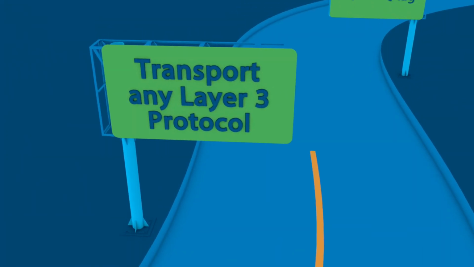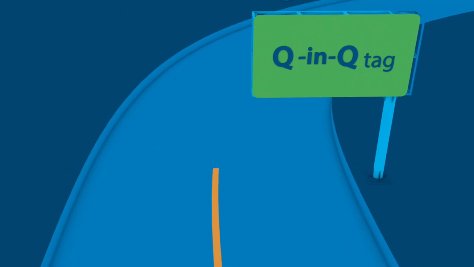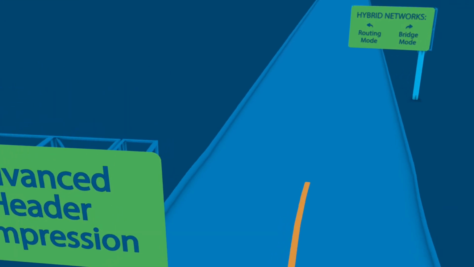Now, what you have is a satellite service that looks and acts more like all other access networks. With new capabilities, like transporting any Layer 3 protocols desired, simplifying network services with Layer 2 transport using QinQ, and advanced header compression to improve bandwidth efficiency.